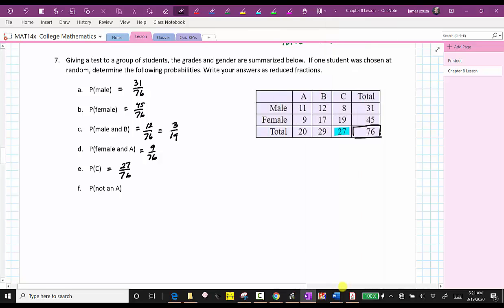Finally, for F, we want the probability one student is selected and they did not get an A, which means in this case they got a B or a C. So there are 29 plus 27 favorable outcomes out of a total of 76, which gives us the quantity 29 plus 27 divided by 76, which is equal to 56 divided by 76, which does simplify to 14/19.